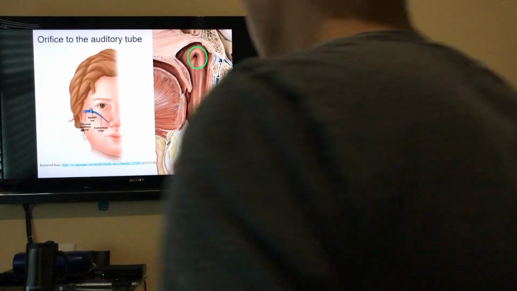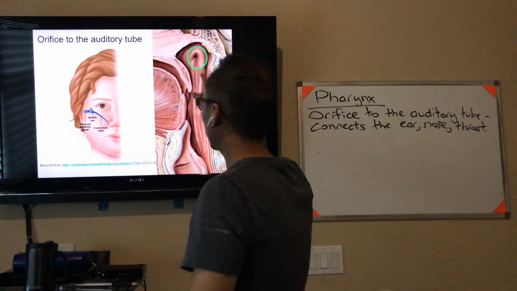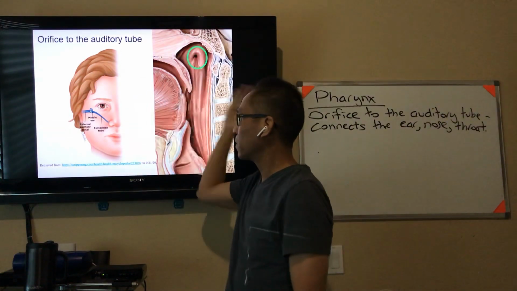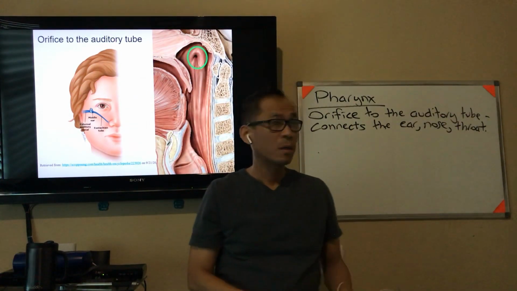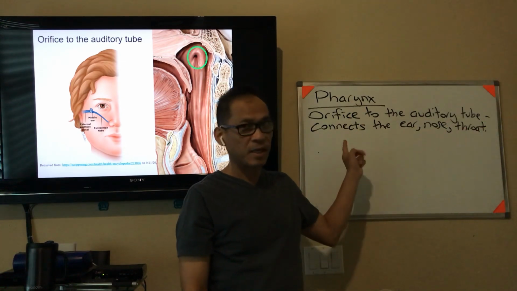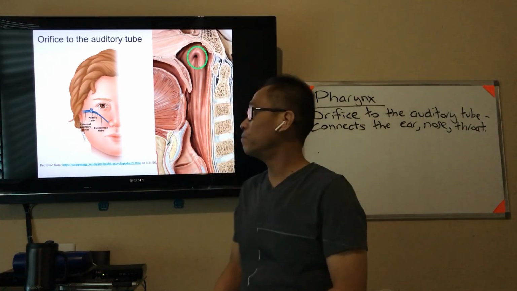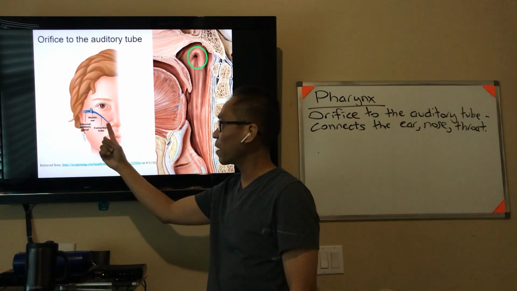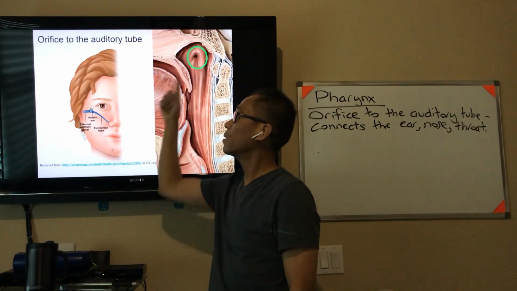So what I have there is the orifice to the auditory tube, this little orifice right here. This is a side view, lateral view. The orifice is important because it connects the ear, nose, and throat. Here it is from the front view right there. Where I'm pointing is right there.